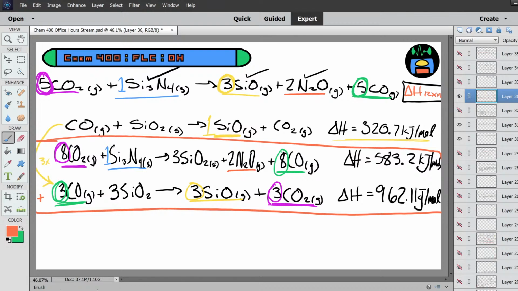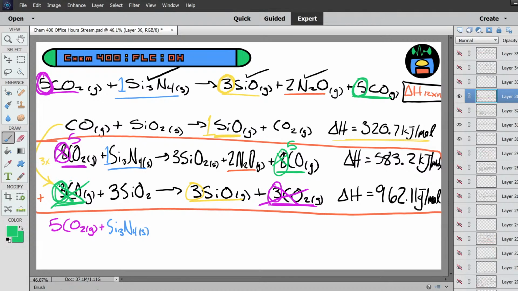All right, so carbon monoxide. 3 moles cancel 3 of this 8, leaving me with 5. So I have 5 moles of carbon dioxide gas plus 1 mole. I don't have to write that one though. Of trisilicon tetranitride plus, now these 3 moles cancel 3 of these, leaving us with 5. So that doesn't have any left over.